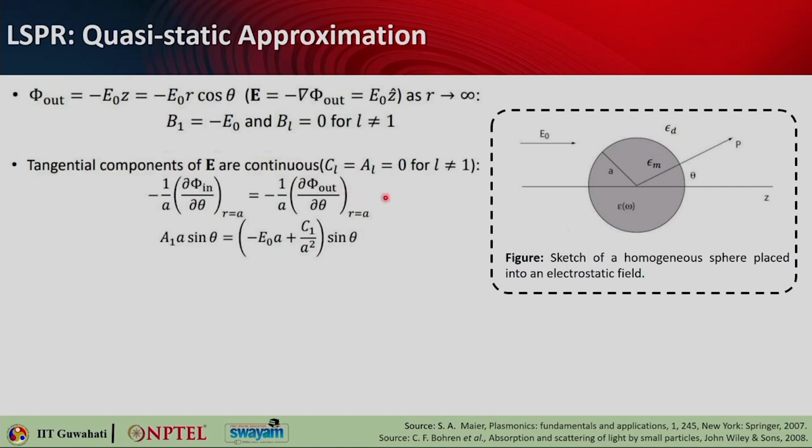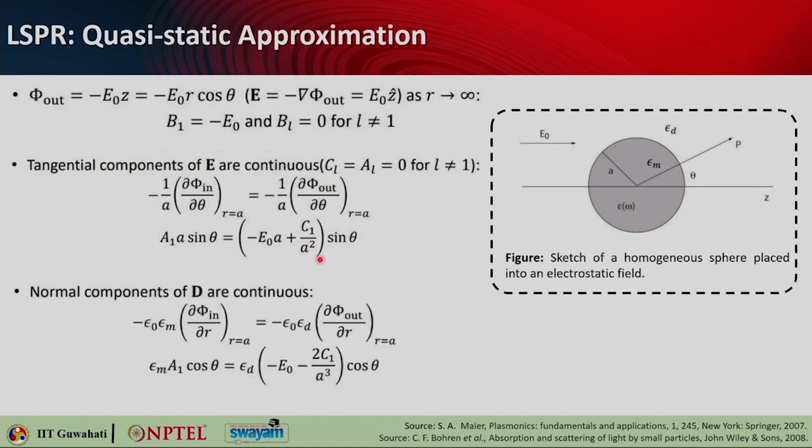How about A1 and C1, okay. So, here also you can say that the tangential components of the electric fields are continuous. That means CL equals AL equals 0 for all the cases L is not equal to 1. So, let us take the tangential components. So, minus 1 over a, dou phi n over dou theta at r equals a, that is at this point, for inside potential and outside potential they should be same. So, that gives you this kind of an equation.